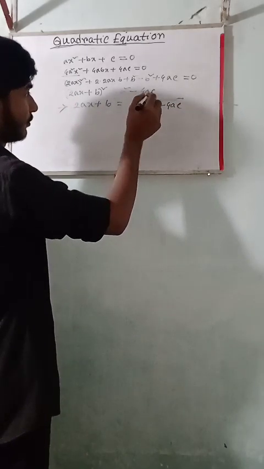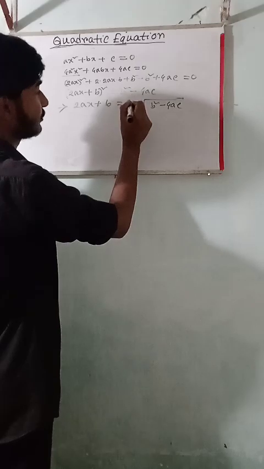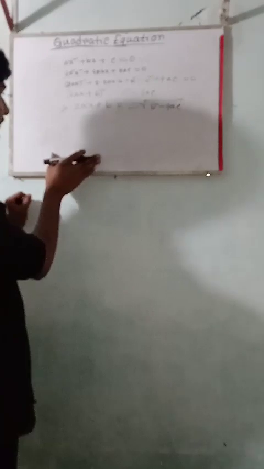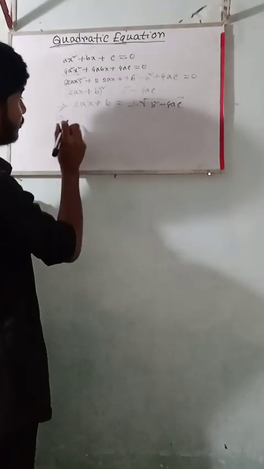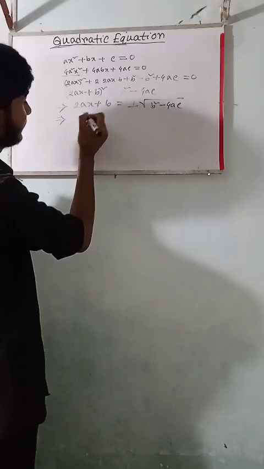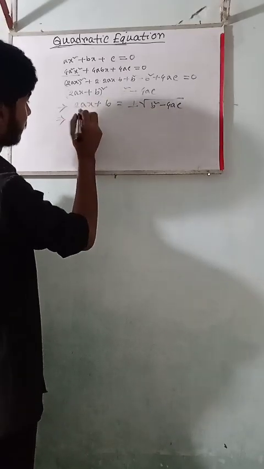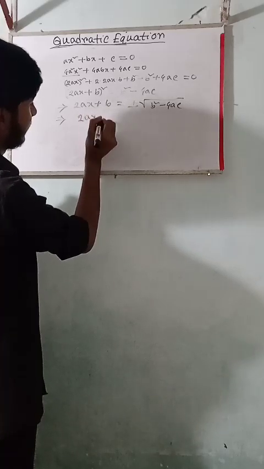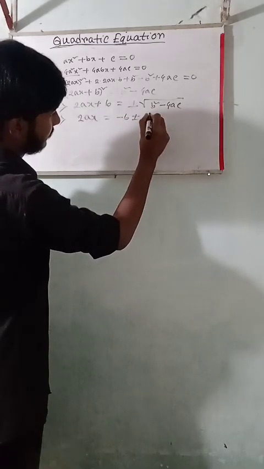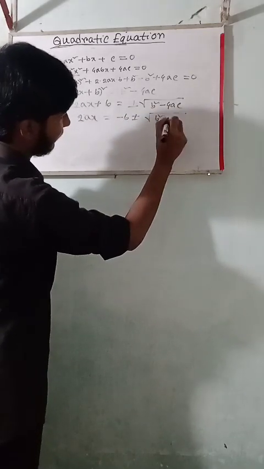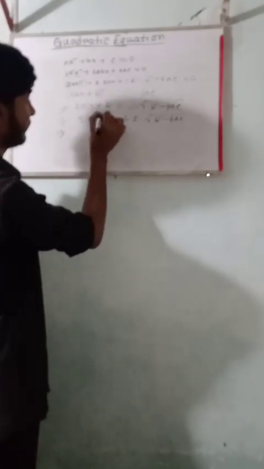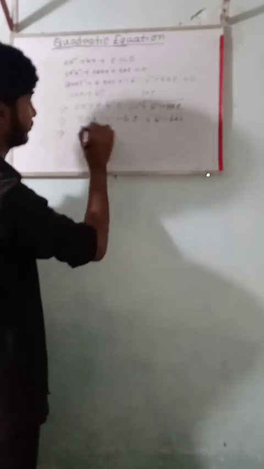As we have taken the root of this expression, now we have to take plus and minus before this expression: plus and minus root of b² − 4ac. As we have to know the value of x, we transfer this b from the left side to the right side. Then it will be 2ax = −b ± root of b² − 4ac. And to find the value of x, we have to divide this expression by 2a.